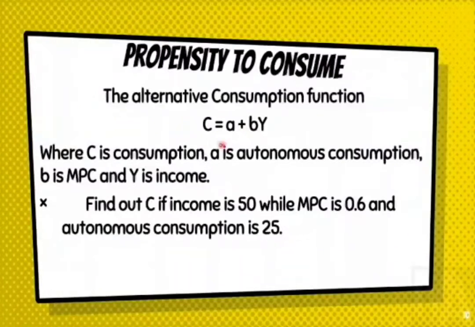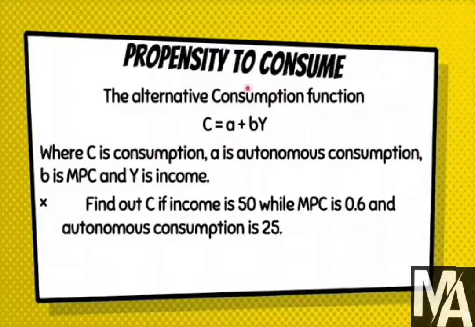Moving forward, once again this is the same. Now since this is the formula which I have taught, this is a short homework for you all. Find out C or consumption if the income is 50 while the MPC is 0.6 and autonomous consumption is 25. This is a short homework for you, a small mathematical challenge. The formula is there on your screen. The details are given there and you can solve this and write down the answers in the comment section and we can check whether your answers are correct or not.